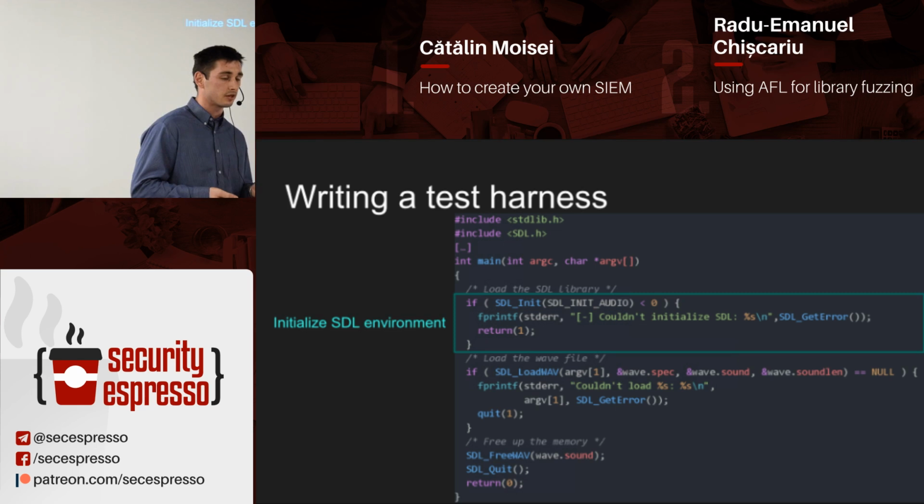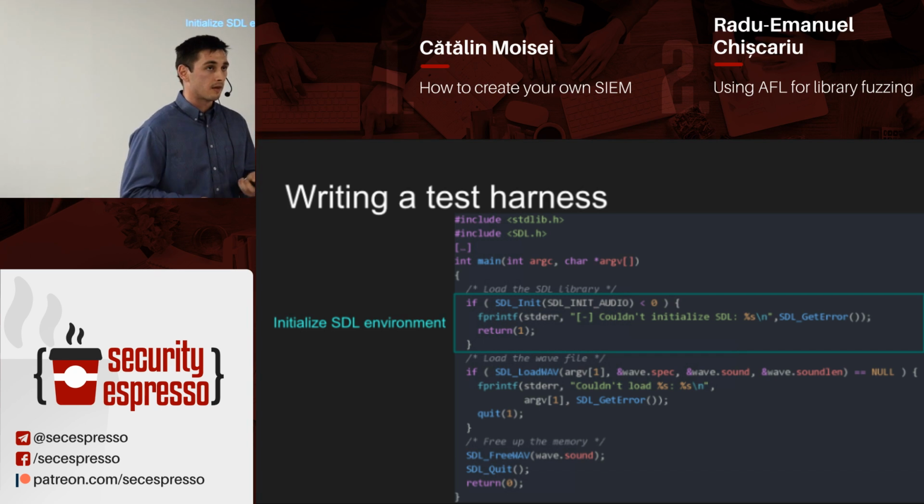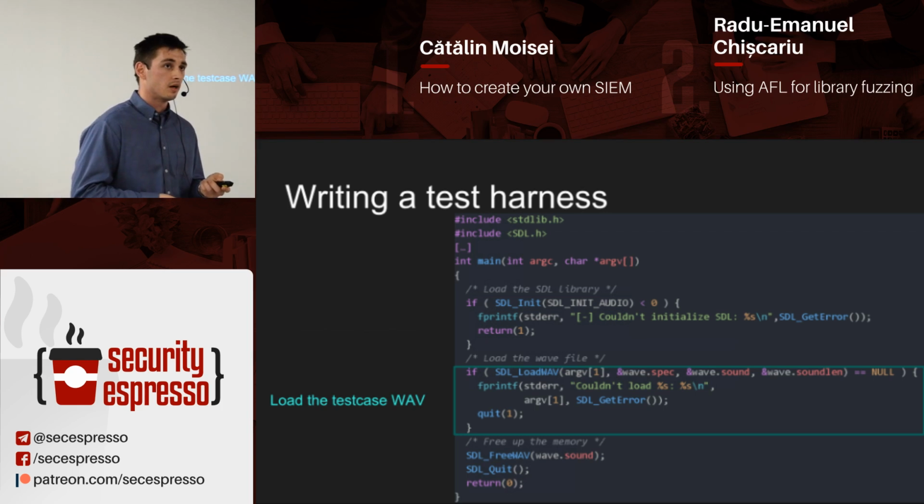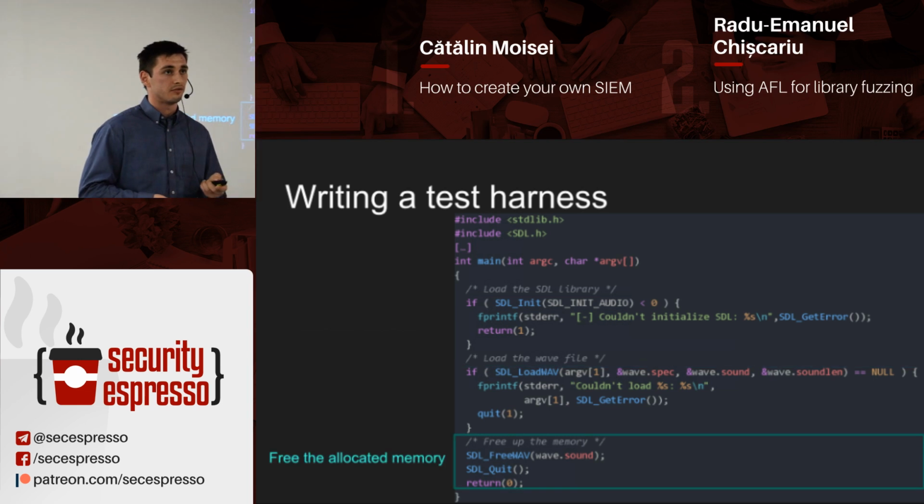Now we're trying to make a test harness. So what is a test harness? It is essentially a piece of code that we write in order to fuzz the library indirectly. So what we're trying to do here is fuzz a call to that library. And the test harness is pretty straightforward. We initialize the SDL environment, then we make the call to the function, the method that we want to fuzz within the library, and then we free the memory.